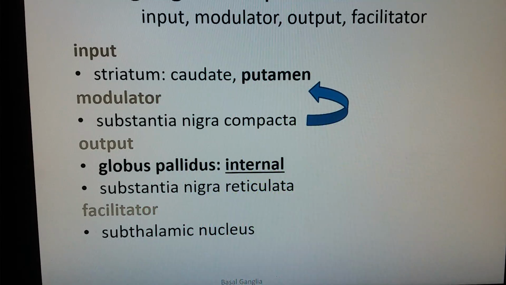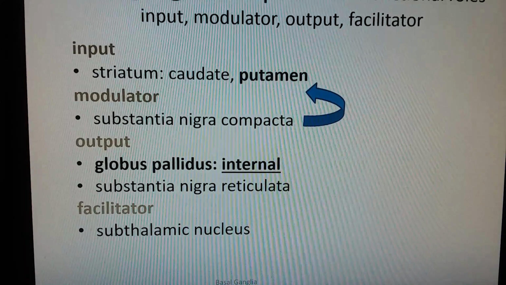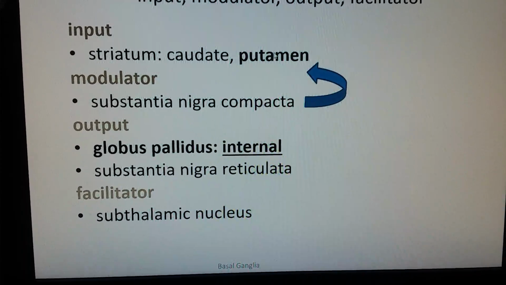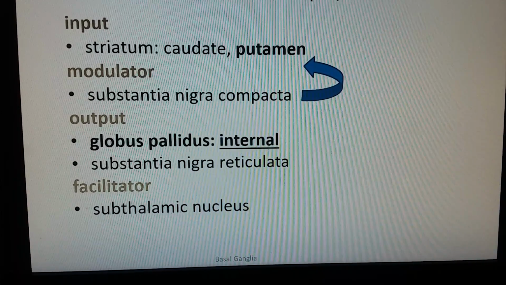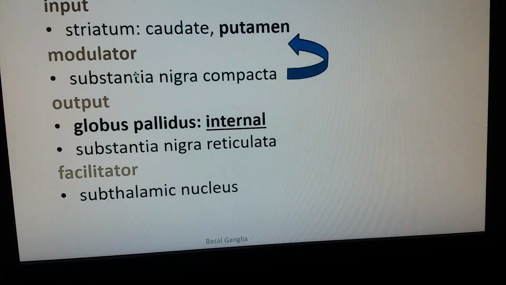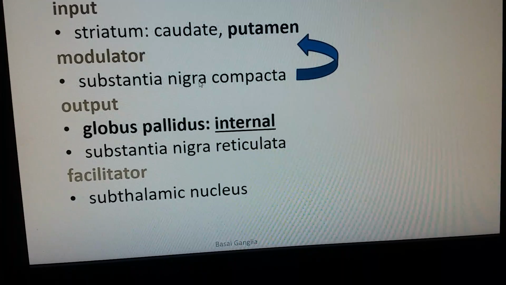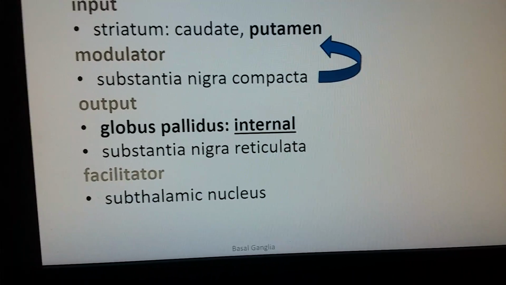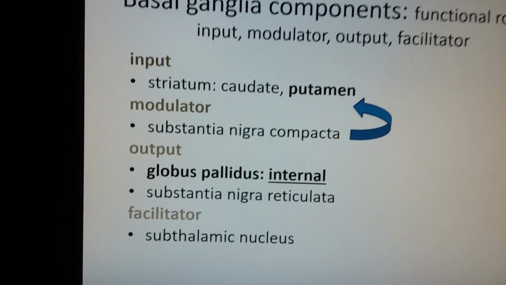So the input structures of the basal ganglia are the caudate and the putamen. But for our purposes, we're really going to focus on the putamen. That is the input structure and a critical component of the skeletal motor loop. The modulator, the substantia nigra, we'll talk about that. Substantia nigra is where dopamine is produced. And for the basal ganglia circuitry to function and work properly, you need the substantia nigra.